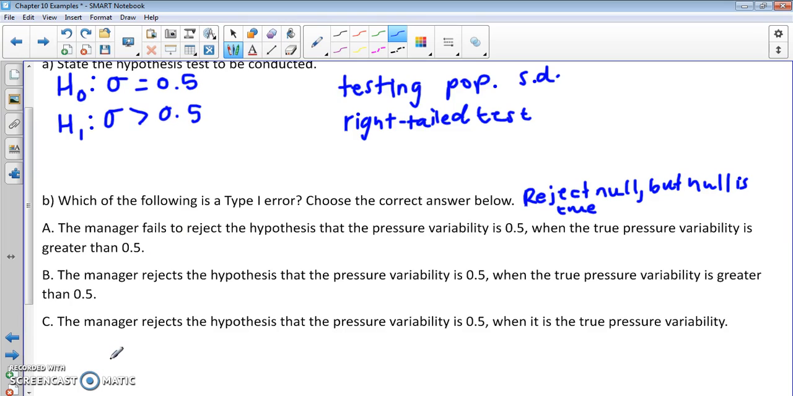Looking at our answers, we know that A is incorrect because it says it fails to reject, and then the null is true. So that's when the true pressure variability, it should be the true pressure variability, so none of these are correct, but the true pressure variability is 0.5. So now we have a correct answer. Our correct answer here is going to be C.